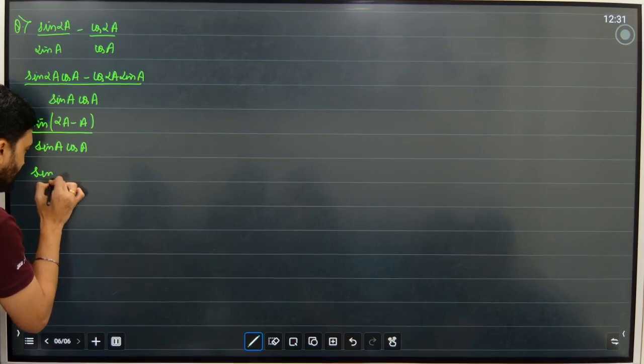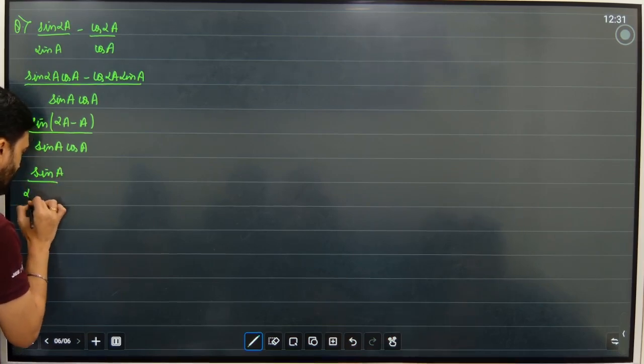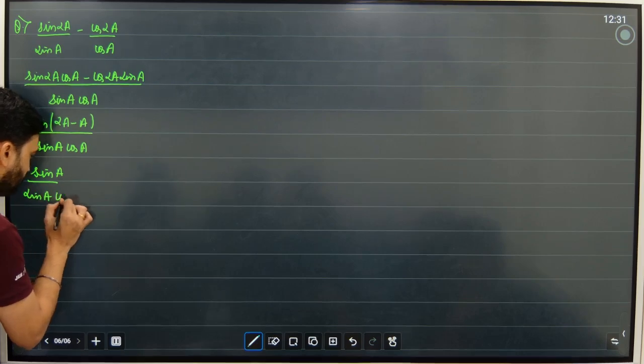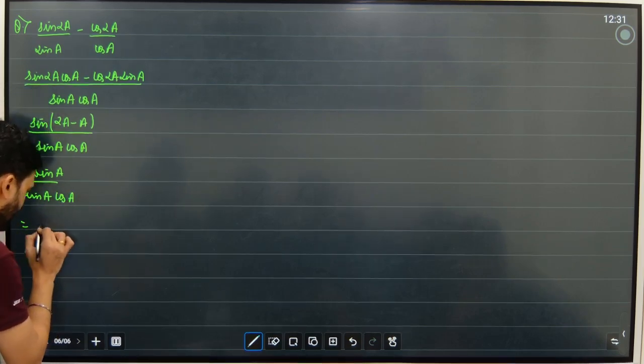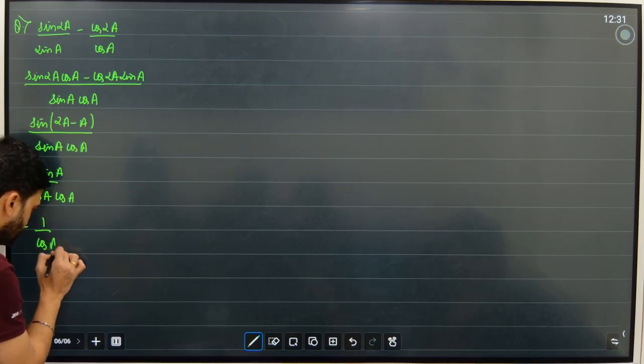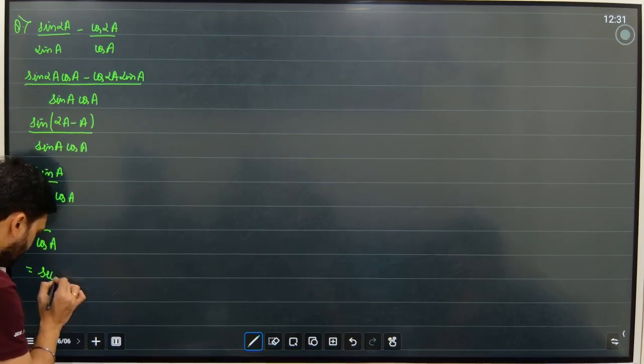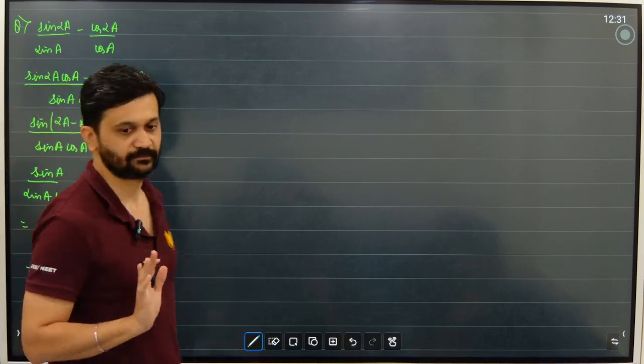which will become sin A upon sin A cos A. And guys, my final answer is 1 upon cos A, which can be written as... okay, did you guys understand this?